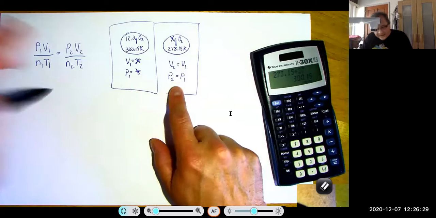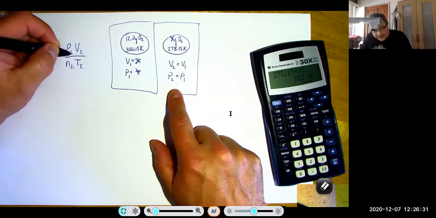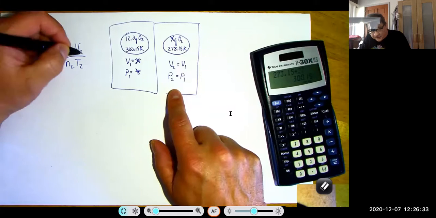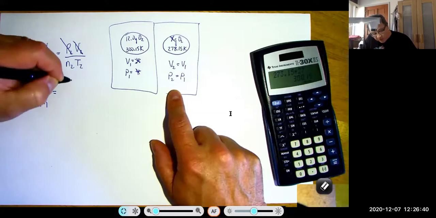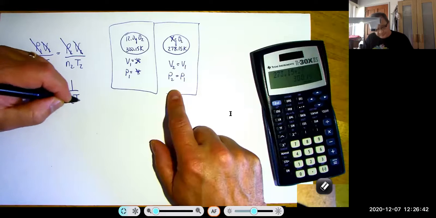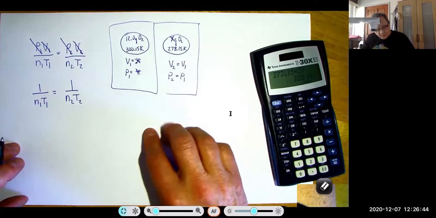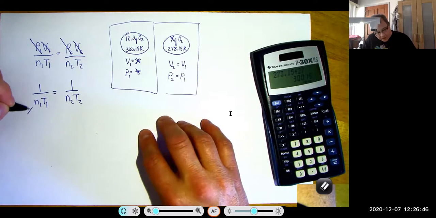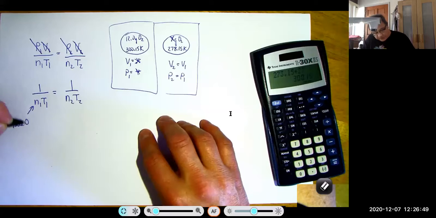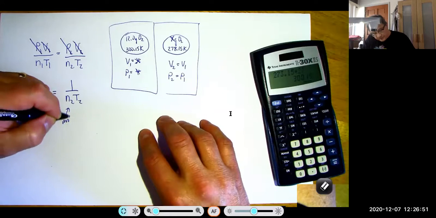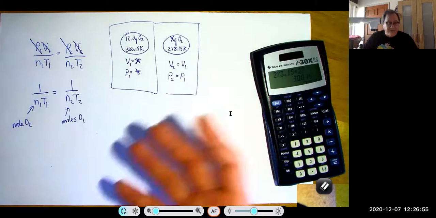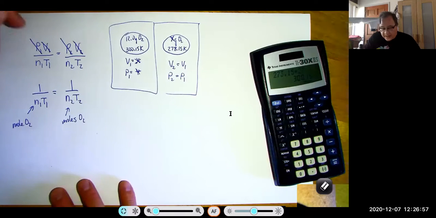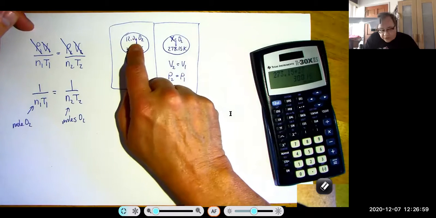So that means I get to get rid of the P's from this equation and the V's from this equation. So I end up with 1 over N1 T1 is equal to 1 over N2 T2. Now, what is N1? N1 is the moles of O2. But I'm not given moles of O2. I'm given the grams of O2. Now, how do I get the moles of O2 here?